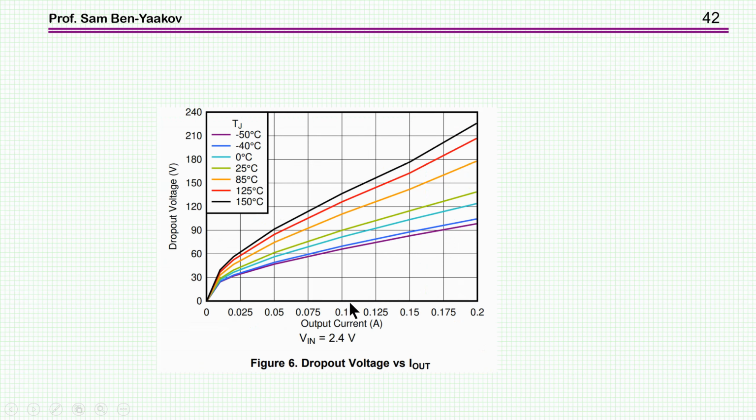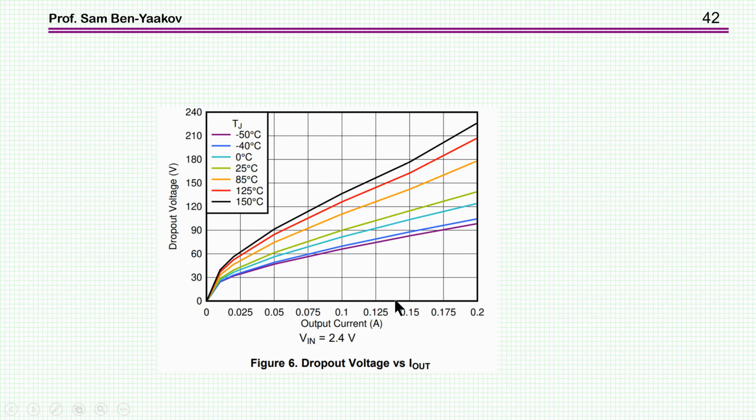So here we have now the dropout voltage. I guess this is just an error. This is millivolt, that's not volt. That's not 150 volts. So this is the millivolt. And here's the output current. And we can see that for, say, mid-range here, we're talking about 100 millivolt, which is very nice.